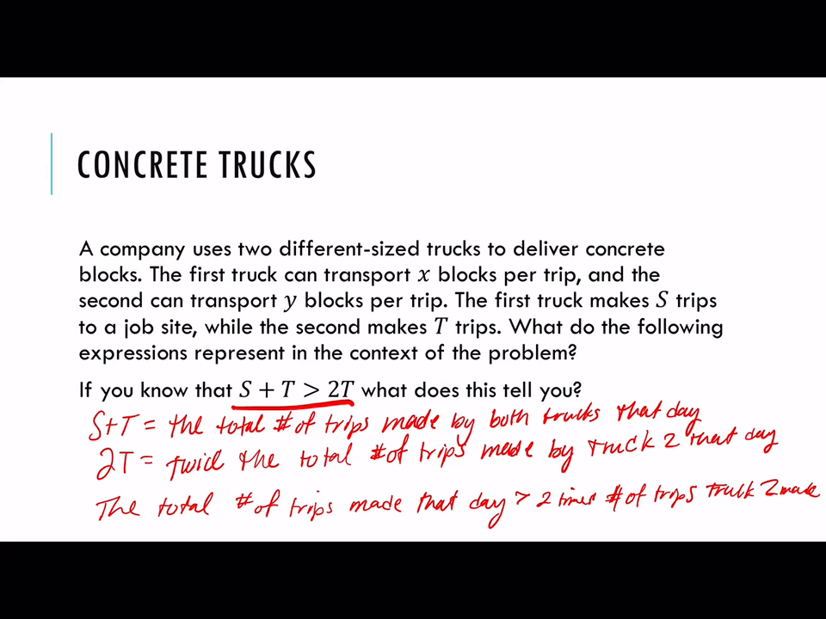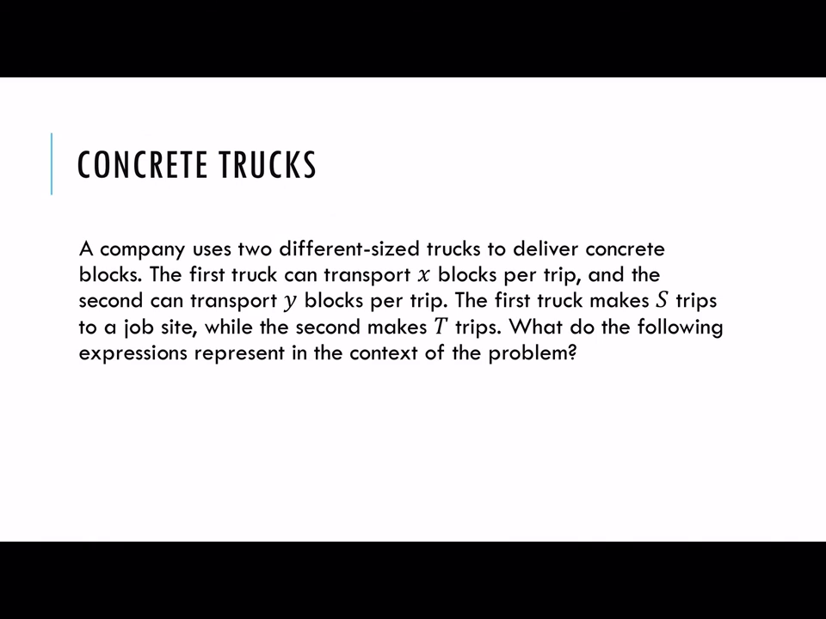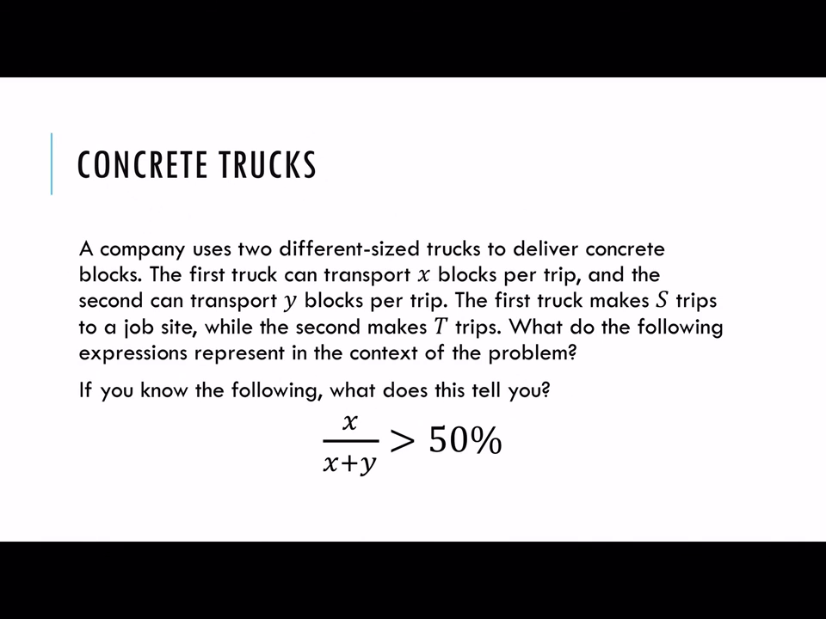Okay. So if S plus T is greater than 2T, that means that S has to be doing more trips to the job site. So we can cancel out 2T's, for example, right here, and we can say that S is greater than T. So S is taking more trips to the job site than T does. Same situation. What does this tell us?